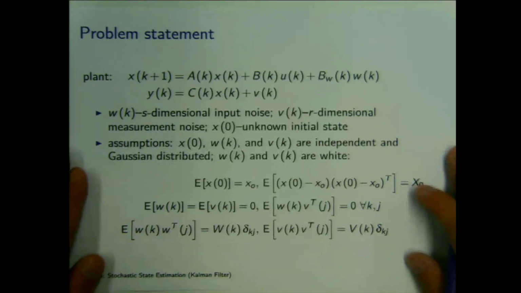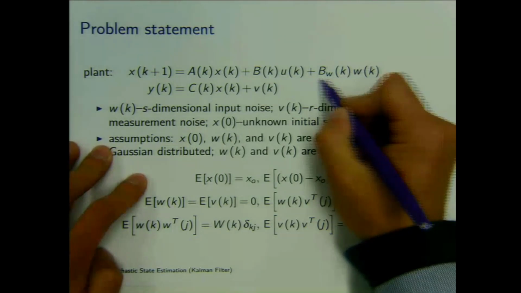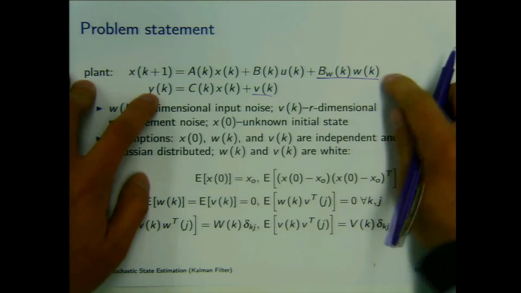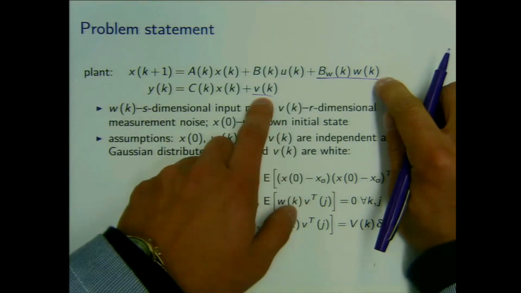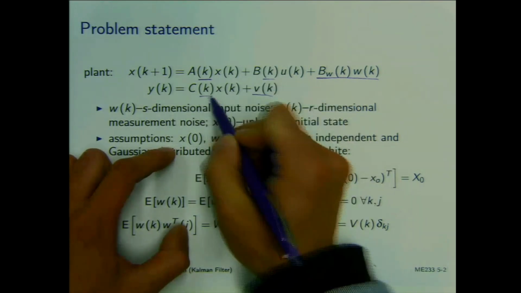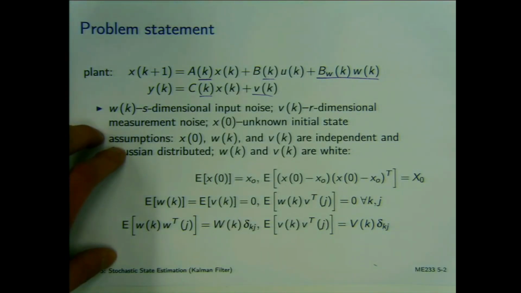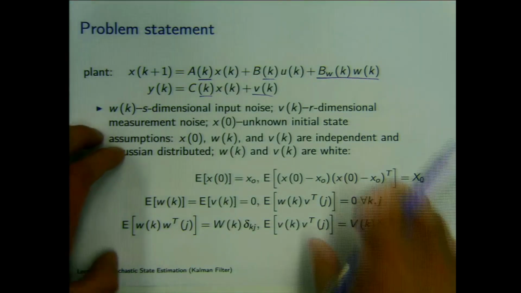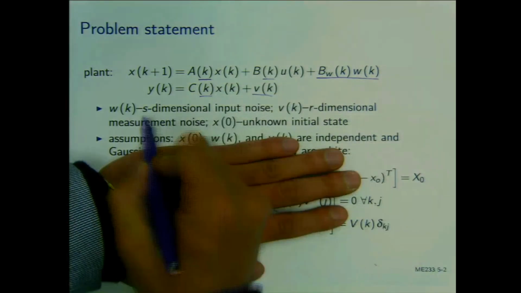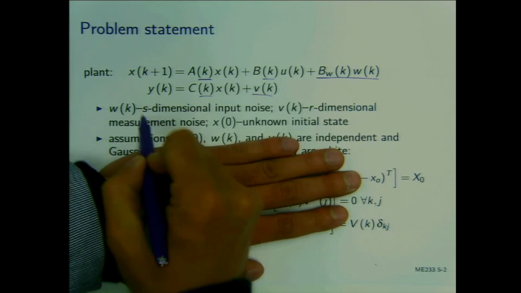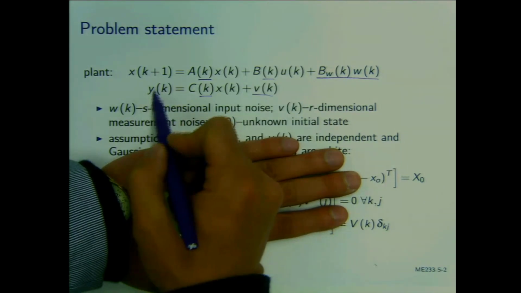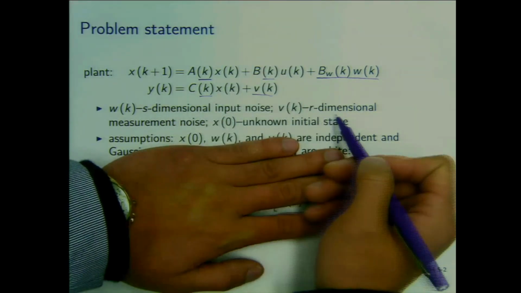So the problem statement looks like this. Now I have noise both in the state and in the output. So this is the state noise, and this is the output noise. Other things are the same. Notice that I used A_k, B_k, and C_k. So you can see Kalman filter will work for time-varying systems as well. To finish up the problem statement, here the noises are vectors. So W is an s-dimensional input noise. Y can contain multiple outputs as well. So V can be a vector as well.